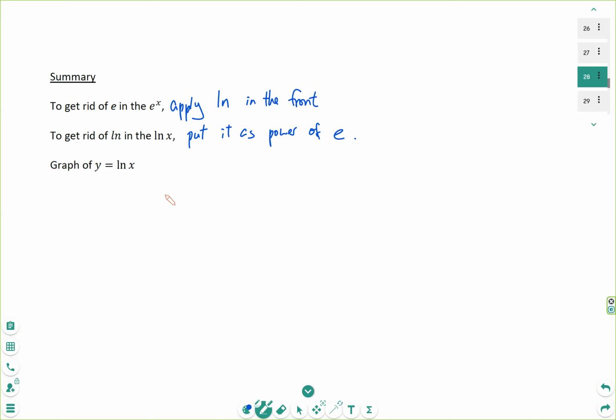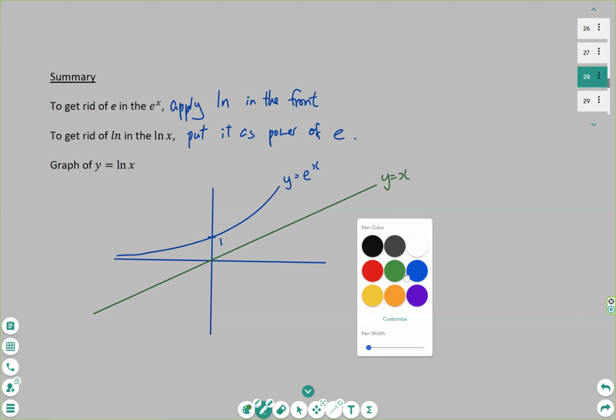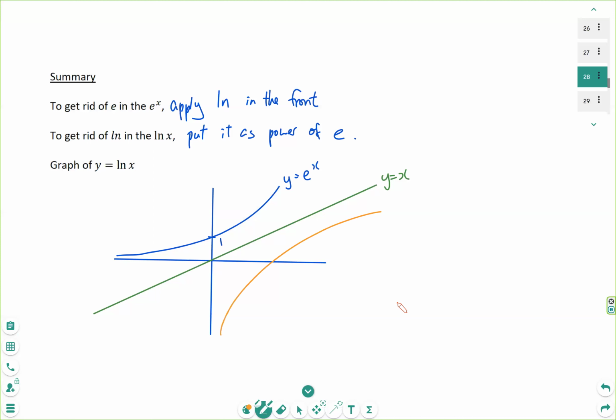So the graph of y equals ln x. Let's sketch a graph of y equals e to the power of x, which everyone should be aware of by now. Now, we know ln and e are inverses. Inverse means if we draw the line y equals x, then the graph of y equals ln x will look like this. And this is the graph y equals ln x.